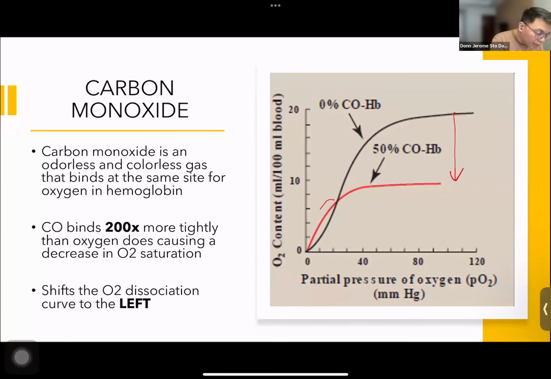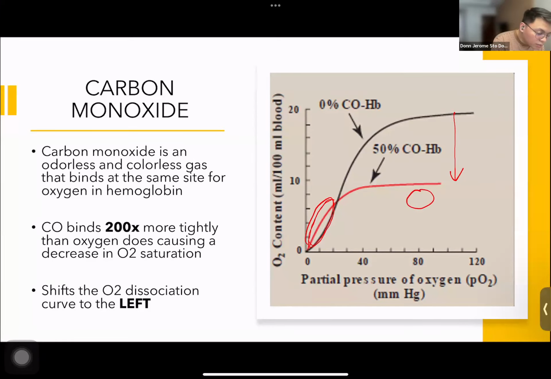Ano pang na-notice nyo? Yung black yung normal. Doc, bakit po nag-shift to the left? Ano po yung shift to the left? High oxygen affinity form or low oxygen affinity form? Doc, that's the high oxygen affinity form. Eh sabi mo, Doc, mas mataas ang affinity ng carbon monoxide with oxygen. Bakit ngayon tataas yung oxygen affinity form?